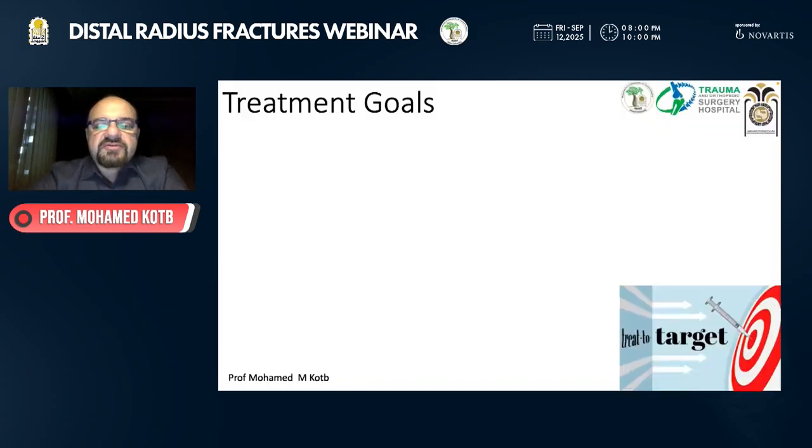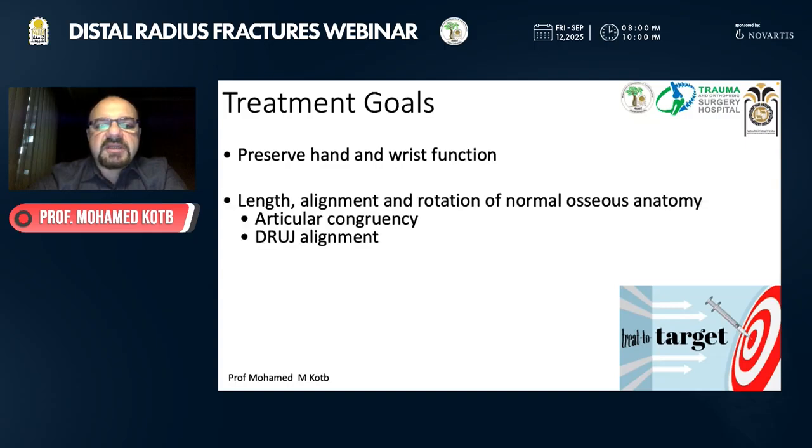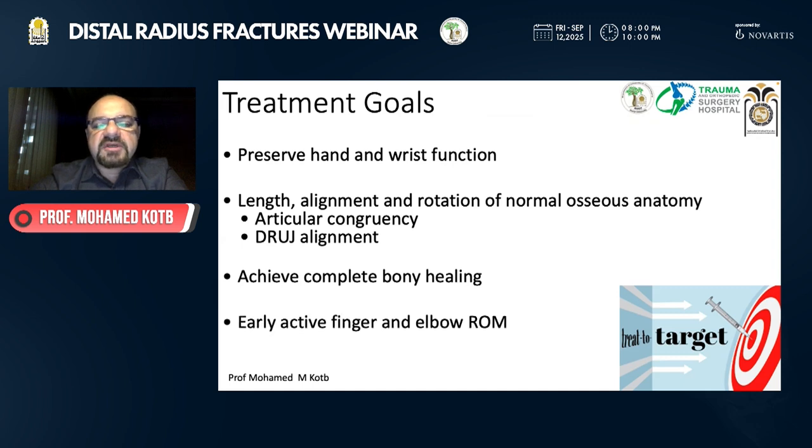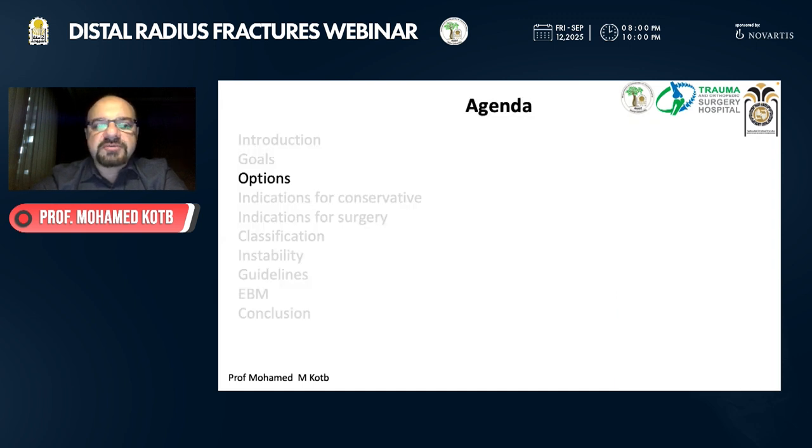So our goals for treatment of distal radius fracture are to preserve hand and wrist function. This is important to restore length, alignment and rotation of the distal radius, and this means articular congruency and DRUJ alignment, achieve complete bone healing, and early active finger and elbow range of motion.